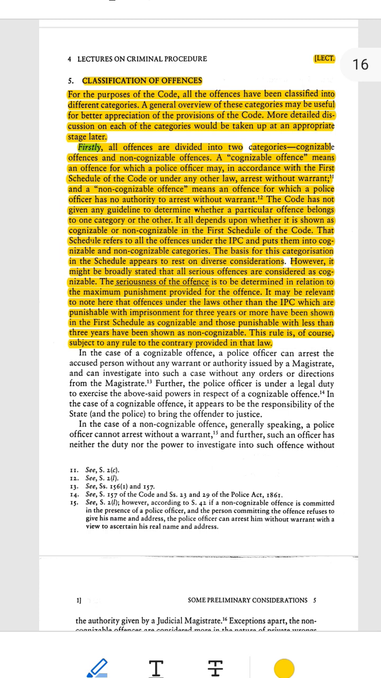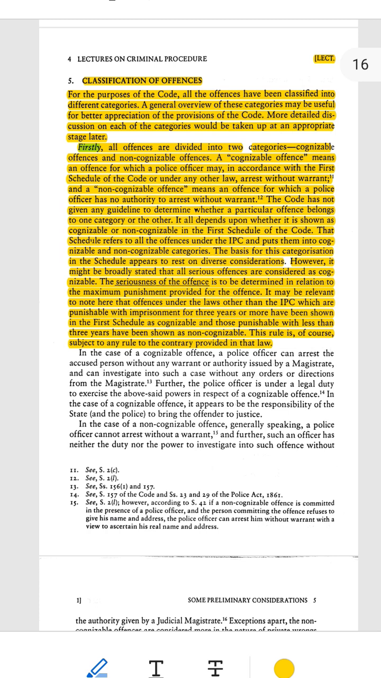What are the 2 groups of offences? 1. Cognizable offences. 2. Non-cognizable offences. What is a cognizable offence? Cognizable offences are serious crimes. The police can arrest the person immediately without needing permission from a judge. The police can also start investigating the case directly.